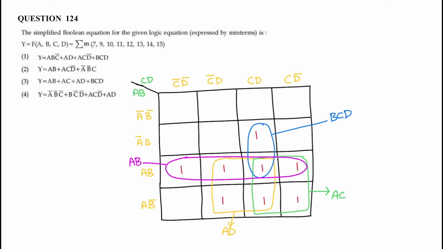Next question. A simplified Boolean equation for a given logic expression is asked. Here the minterms are given: 7, 9, 10, 11, 12, 13, 14 and 15. So using a K-map, arrange the minterms. These four minterms form a quad, and a pair is also formed. So here in the grouping, three quads are formed and a single pair is formed.